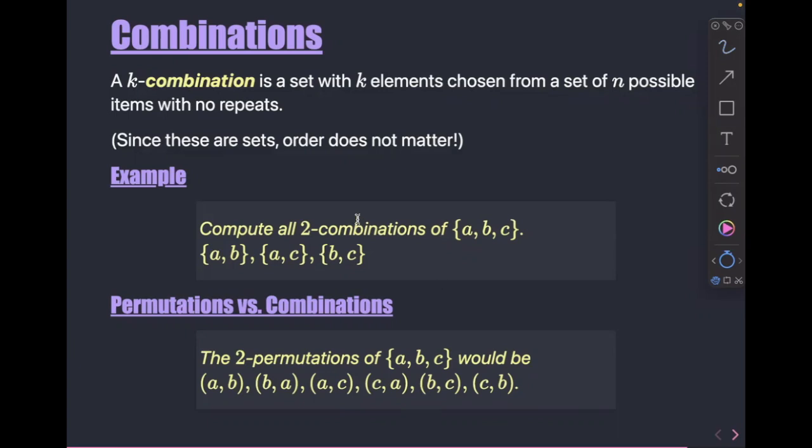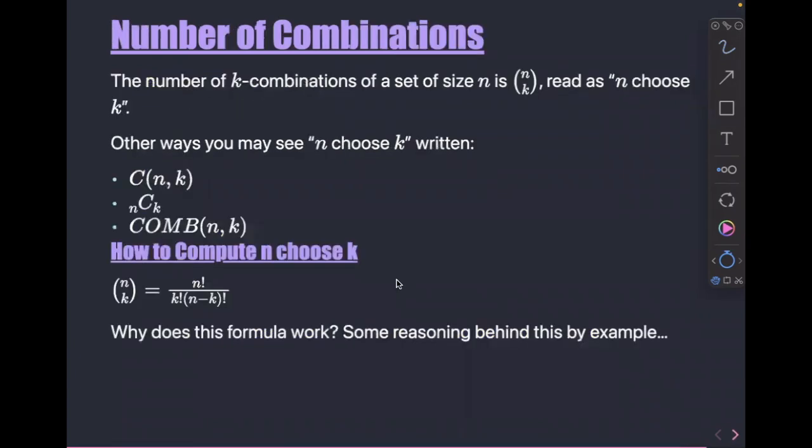For combinations, you can just think like, order doesn't matter. Always the best thing to remember. And this is often calculated using this idea of choose. This operator is called choose, and you write it as n choose k. You might also see it written this way, like C of n,k or nCk or comb(n,k), because it's combinations.